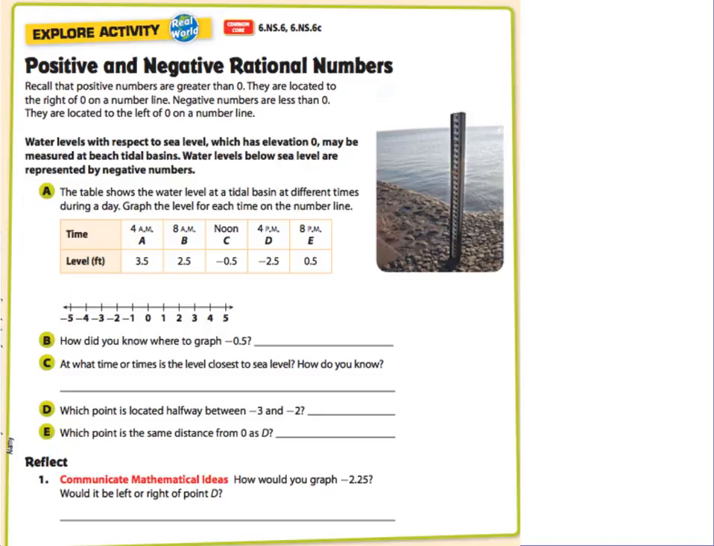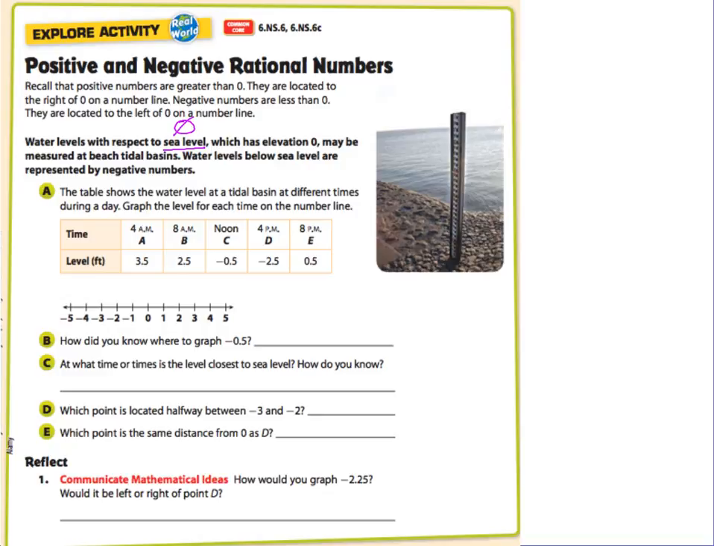All right, so for starters, we're going to talk about positive and negative rational numbers. Now, we talked about integers previously. Positive and negative rational numbers, same idea, same concepts, it's just now they're rational numbers. So now they can involve fractions and decimals, right? So we're going to take a look at this problem where there are water levels with respect to sea level. Now let's think about this, sea level. We know that sea level is 0.